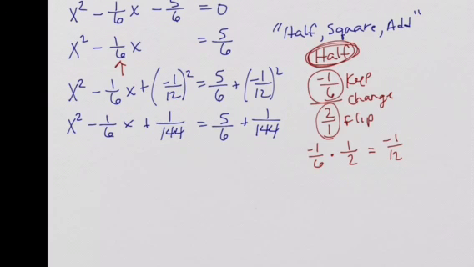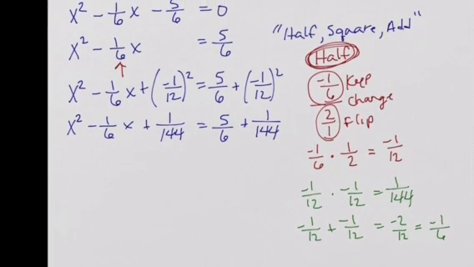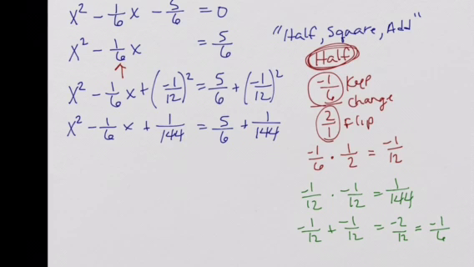If we take negative 1/12 and multiply it times negative 1/12, we get 1 over 144, which is what we needed for the last term. And if we add those same two numbers, we get negative 2/12, which gives us the center value, negative 1/6. So again, the number before we square it is the number that shows up in our factored answer.